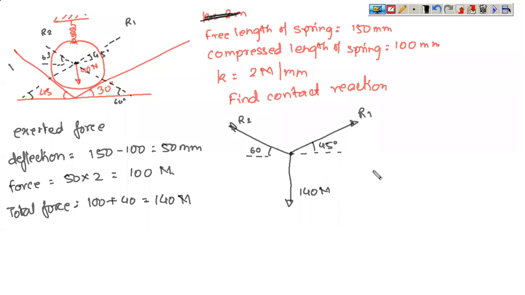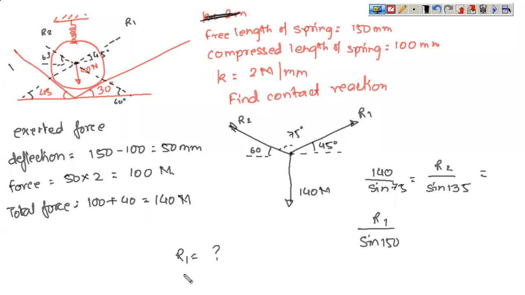So by Lami's theorem, what do you have? This is 140 divided by sine 60 here, 45 here, 105. So this angle is 75. So this is by sine 75. This is equal to R2 divided by sine 135, because this is 90 plus 45. This is equal to R1 divided by sine 150. This is 90 plus 60. If you add all these three, you get 360 degree. So with the help of this equation, you can find out R1 and you can find out R2. So these two unknowns can be found out.